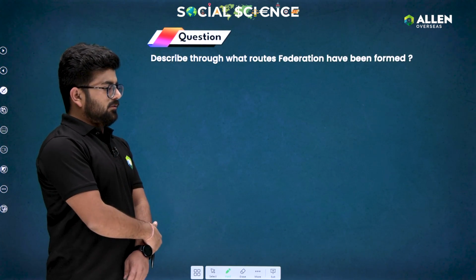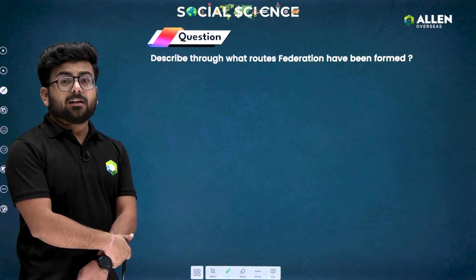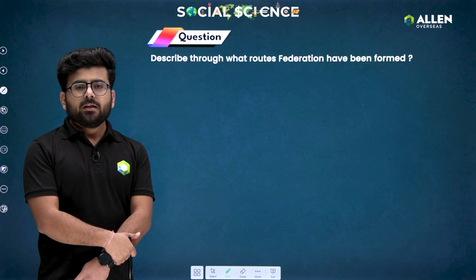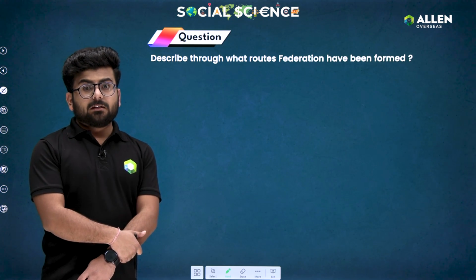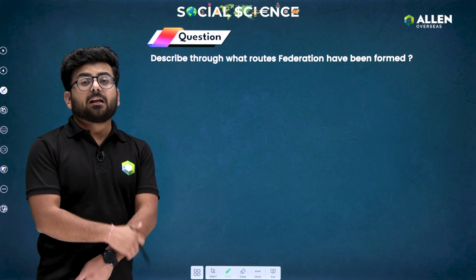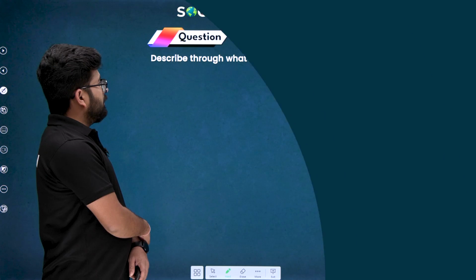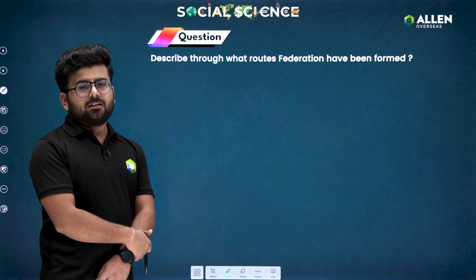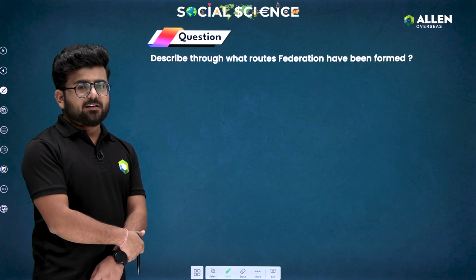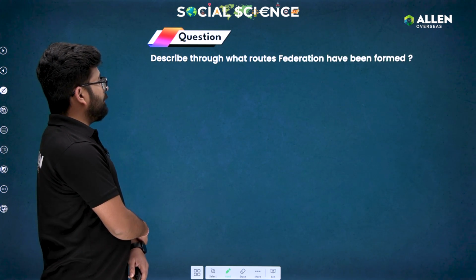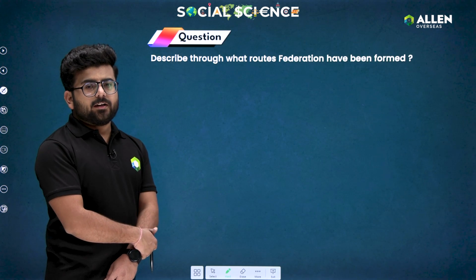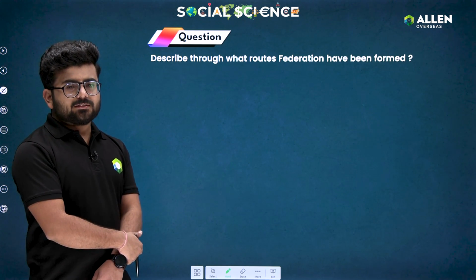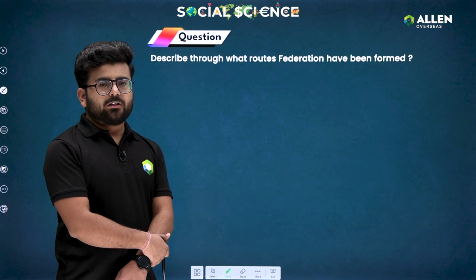Next students, we are going to discuss how to attempt the question. Students, I already told you that we'll have to write our answers in points. But now we are going to discuss how to attempt the question. The question is from the chapter Federalism: describe through what routes federations have been formed. Students, we already know that there are 2 routes. One is coming together federation and second is holding together federation.